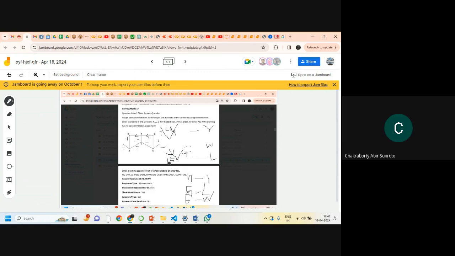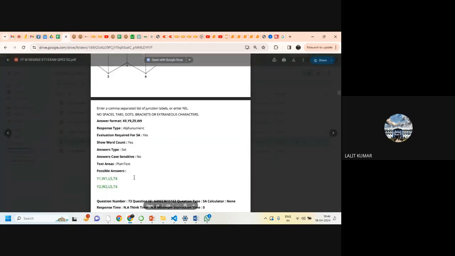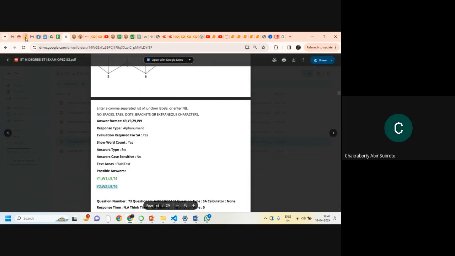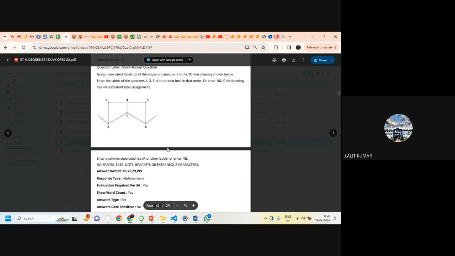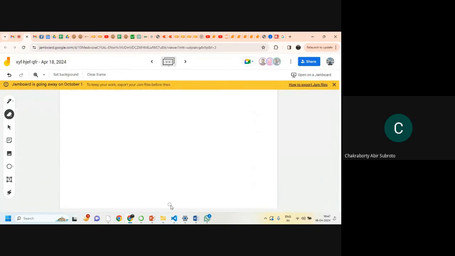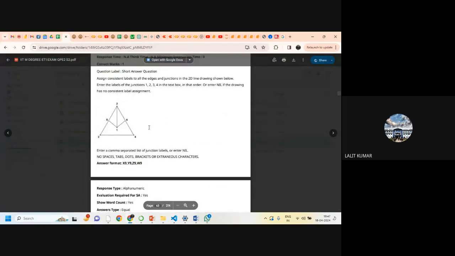So here we can see the solution which we have found: Y2, W2, L5, and T4. We won't write L6, since they have asked only for 1, 2, 3, 4. Understood. So this was the easy part. We go to another relatively easy question. So this is the question.